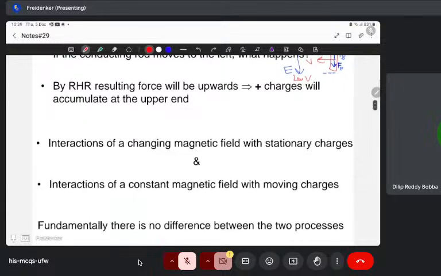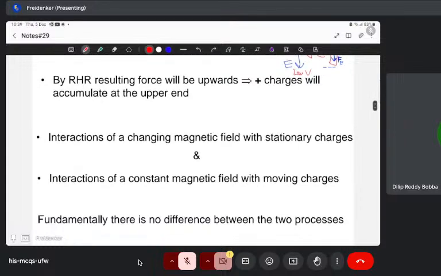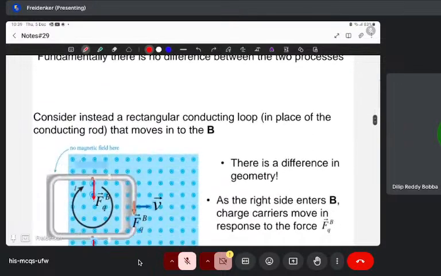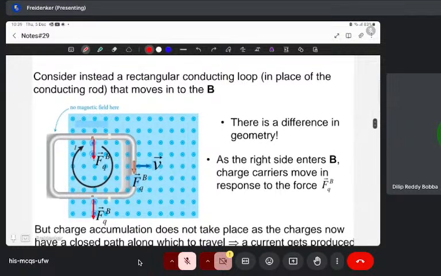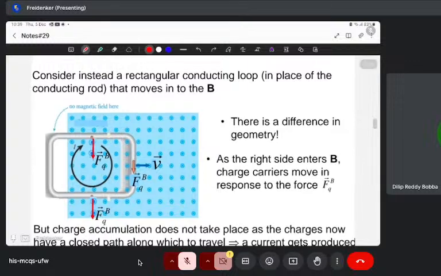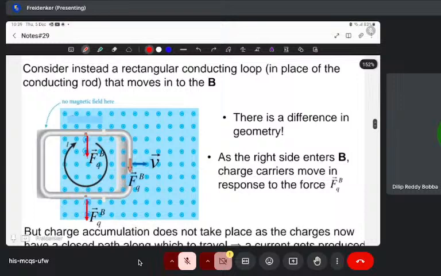Okay. Interactions of a changing magnetic field with stationary charges, interactions of a constant magnetic field with moving charges. Fundamentally, there's no difference. Okay, we'll see. So here now there is no rod, there is a closed loop. Will there be electricity? We'll see. Will there be current? Will there be flow of electrons or flow of charge carriers? We'll see. Consider instead a rectangular conducting loop.